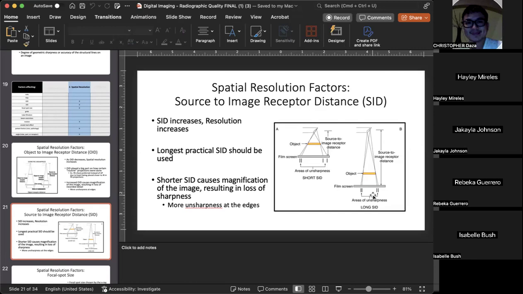And now, when we're looking at this, when you are imaging, these are the basic principles that you have learned. You want to reduce OID, right? You want your object basically touching your receptor if at all possible. And you want to use the longest practical SID that you can use, okay? Because those will give you the best spatial resolution.